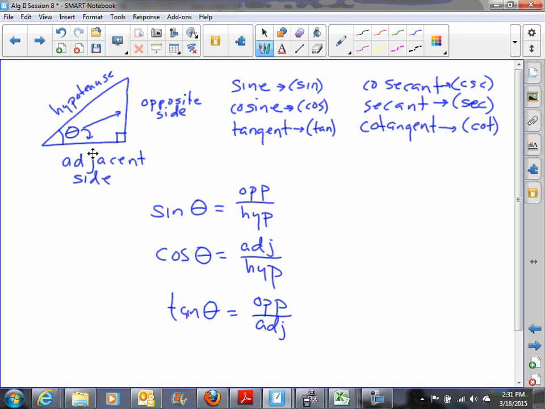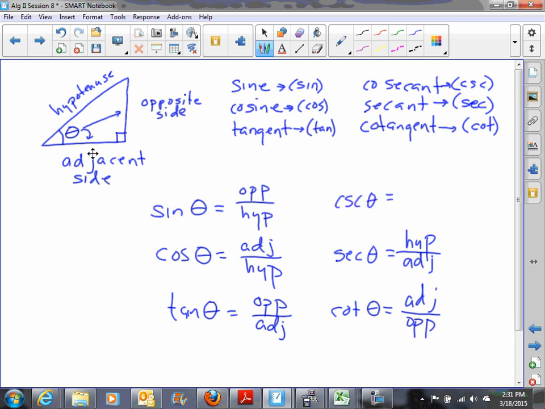Now, the cotangent of theta is the ratio of the adjacent to the opposite. The secant of theta is the ratio of the hypotenuse to the adjacent side, and the cosecant of theta is defined to be the ratio of the hypotenuse to the opposite side.